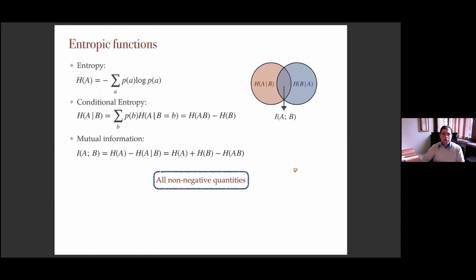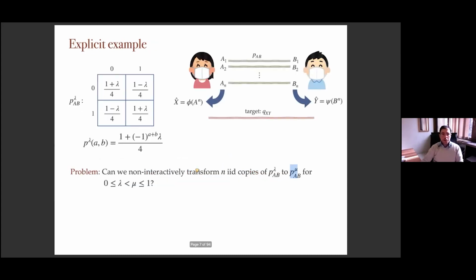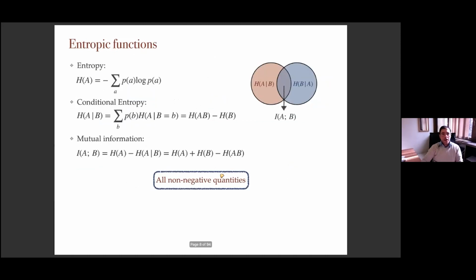Now I want to give you a measure of correlation and then see what happens if I want to prove the impossibility of this transformation for this example distribution. The measure of correlation I want to talk about first is the mutual information. This is the first measure of correlation that we learn in information theory. Just to remind you, the entropy of a random variable A with distribution P of A is the minus sum of P(a) log P(a).